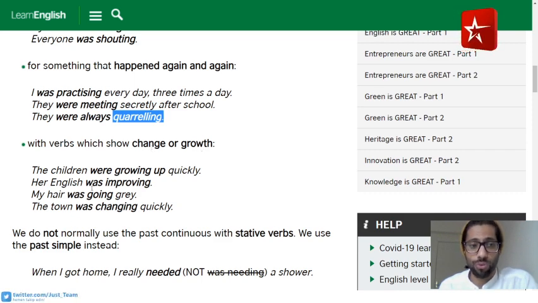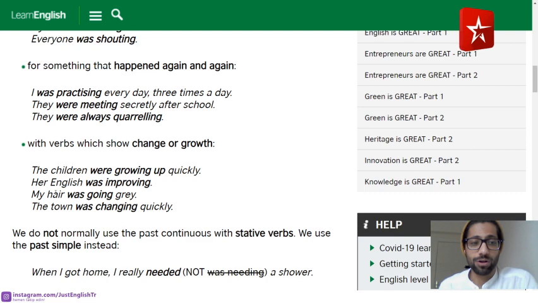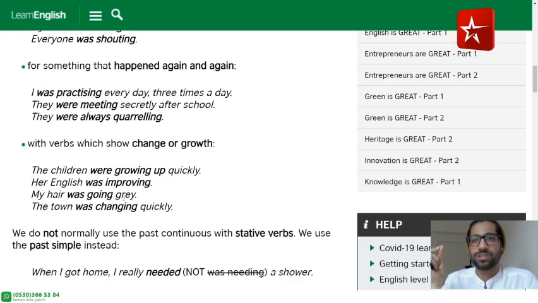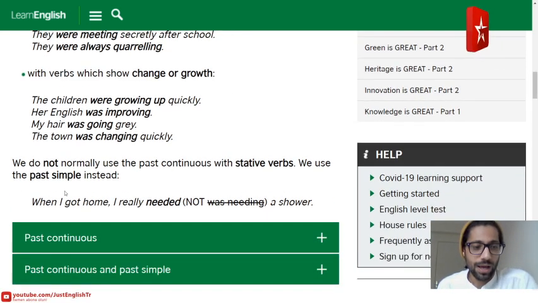Change or growth. The children were growing up quickly. Again, the adverb. Her English was improving. So this is a progress. This is a growth. My hair was going gray. So starting to change the colors. The town was changing quickly, which means new buildings came and things come and go and so on.